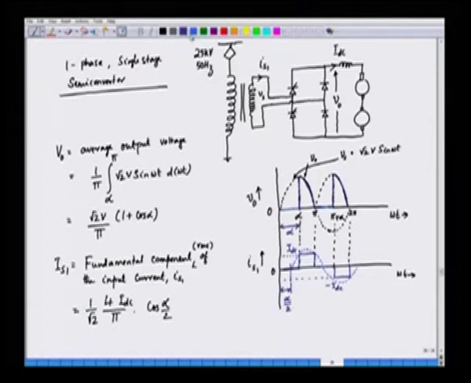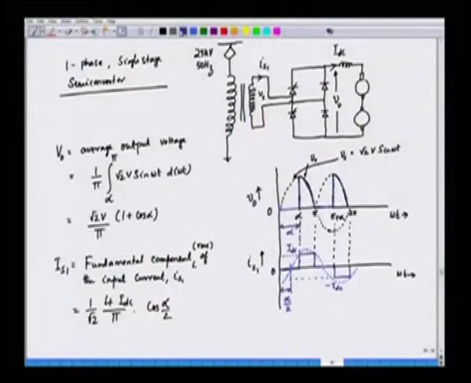So, in fact, it means the current here is lagging behind the voltage. The voltage is Vs, which is starting from 0 here, but the 0 of the current is starting at alpha by 2 after the voltage 0, and hence we say that the displacement factor here is cos alpha by 2. So, we can understand the displacement factor in this case is non-unity, it is cos of alpha by 2. So, the displacement factor is equal to cos of alpha by 2.